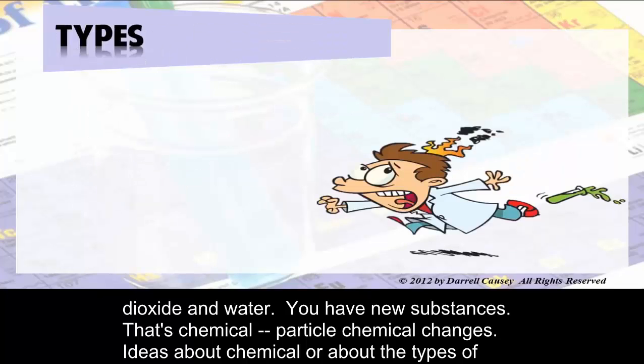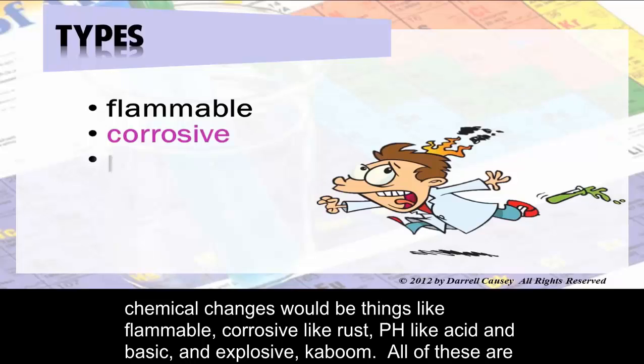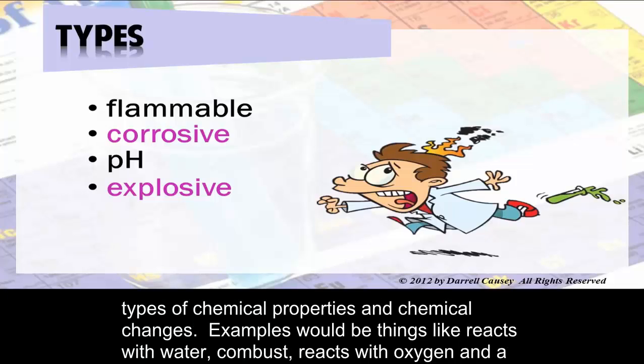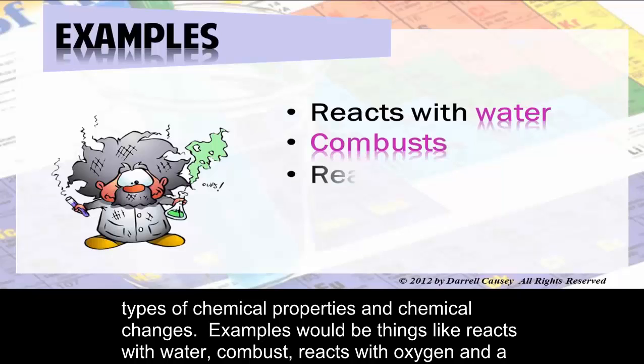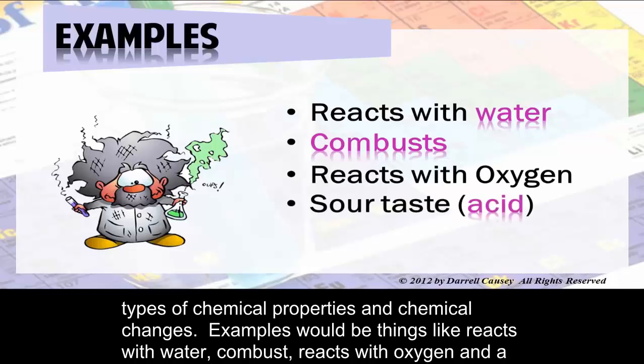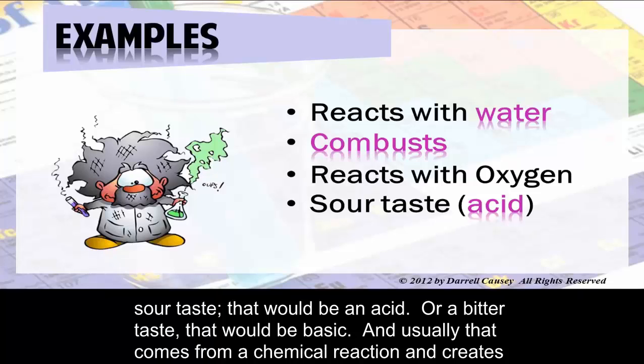Types of chemical changes would be things like flammable, corrosive like rust, pH like acid and basic, and explosive, kaboom. All of these are types of chemical properties and chemical changes. Examples would be things like reacts with water, combusts, reacts with oxygen, and a sour taste. That would be an acid, or bitter taste. That would be basic. And usually that comes from a chemical reaction and creates chemical changes.